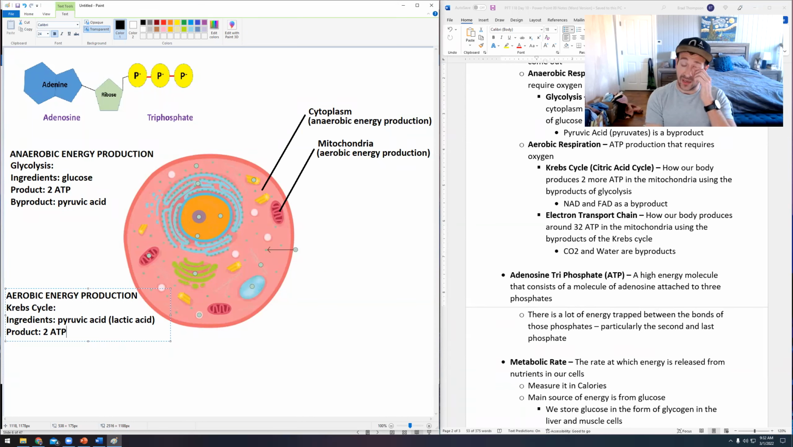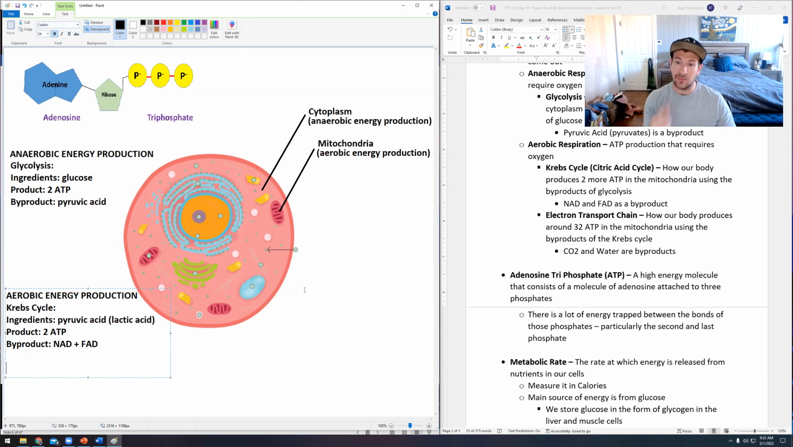So you might be thinking, wait, you just said that we're creating a lot. Well, we are, but we got 2 processes here. The byproduct, the leftovers of glycolysis, just like last time, was pyruvates. The leftovers of aerobic energy, the leftovers of the Krebs cycle, are going to be these molecules of NAD and FAD. Okay, NAD and FAD are what we call them. Now, NAD and FAD are going to go through another process.